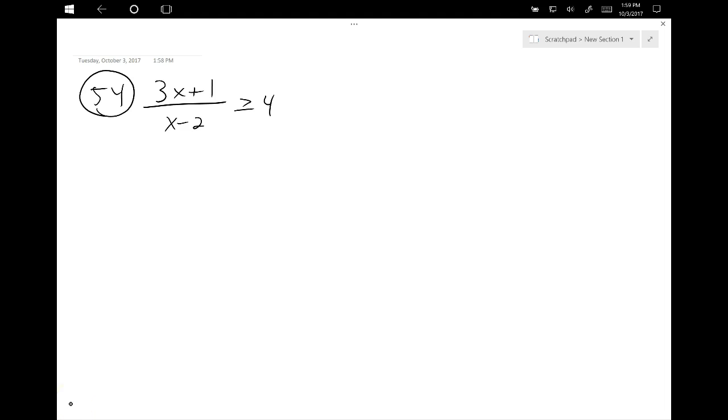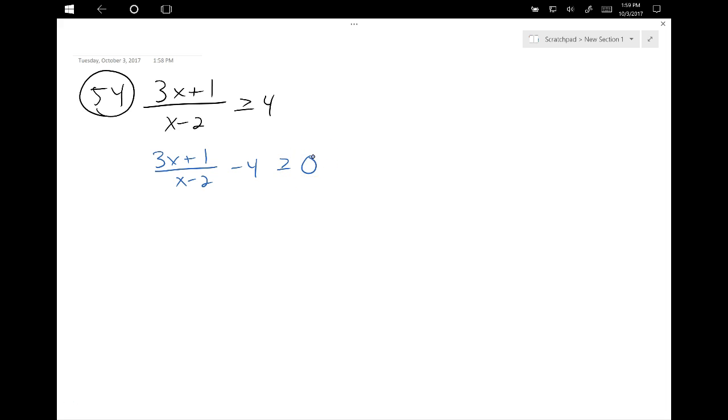Number 54 is a rational inequality because we have x's in the denominator. So if you look at your notes, I had two conditions that had to be met if we have a rational inequality. First of all, we need one fraction on the left, and second of all, we need a 0 on the right. So I need to subtract this 4: (3x plus 1) over (x minus 2) minus 4 greater than or equal to 0.